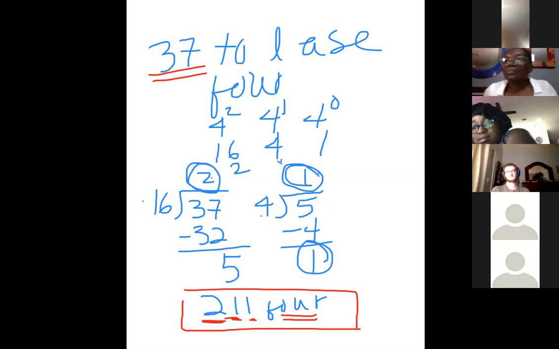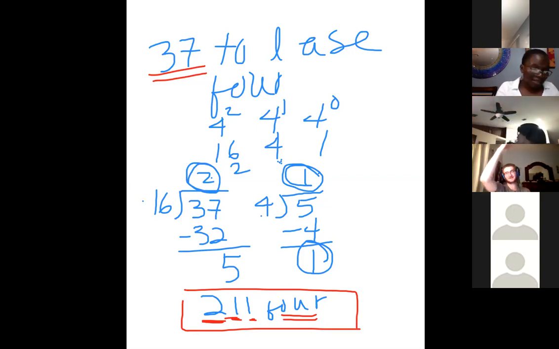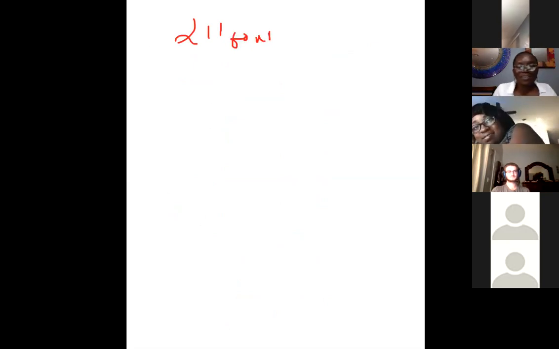Just for reference, the subscript is basically the bottom corner of the number instead of the top right corner. Absolutely. It's the opposite of an exponent. Yes, exactly. So when I write that 211 base 4, the 4 has to be lower. It's a subscript.